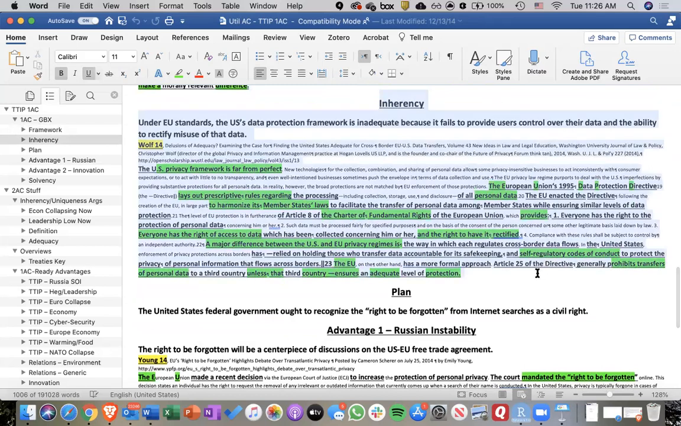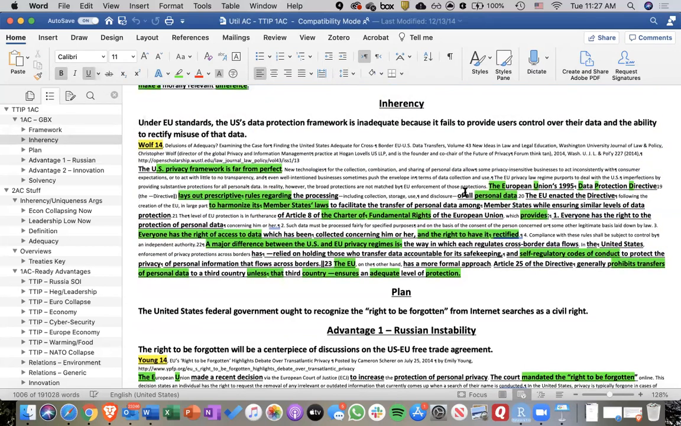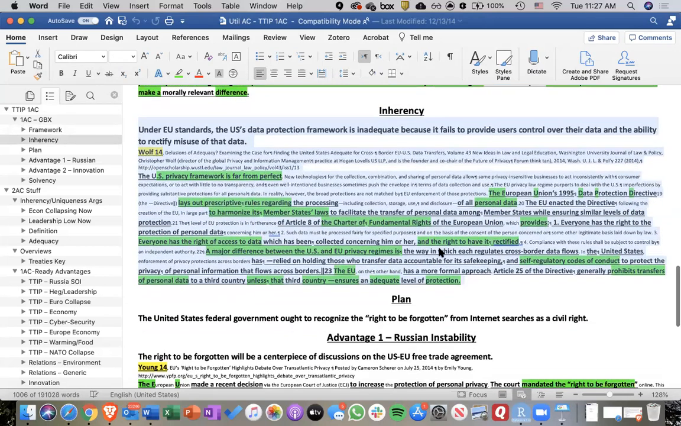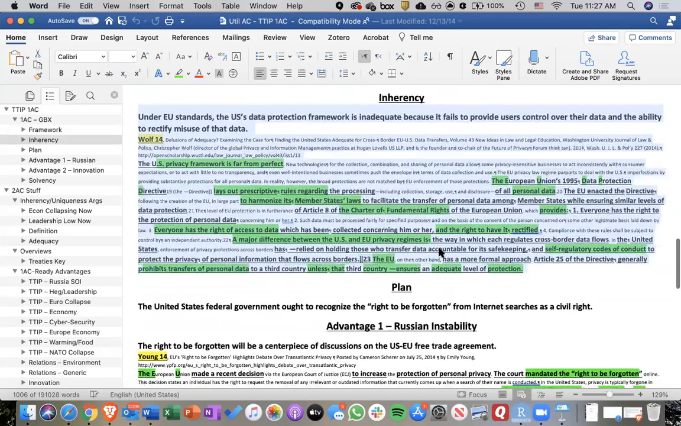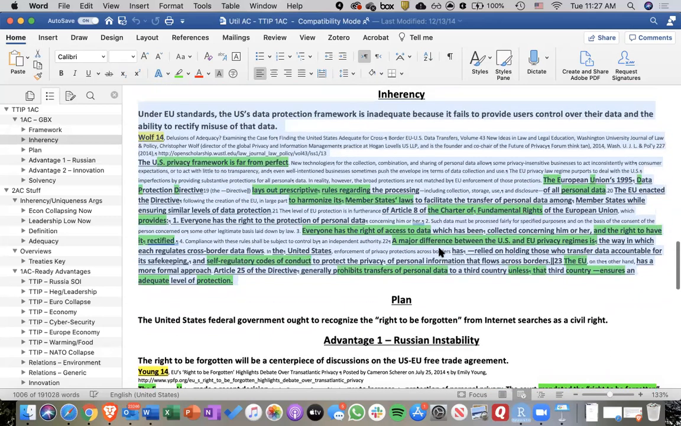Here we have the inherency. This is basically why the current data protection framework does not give users control over their data and also allows misuse of the data. So that's why we need a right to be forgotten. It is also why the affirmative is necessary in order to address the current legal issues that allow for the harms to occur.